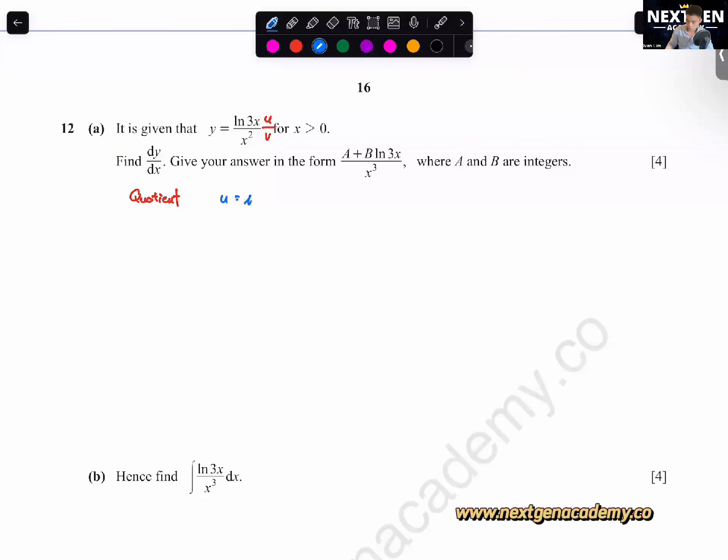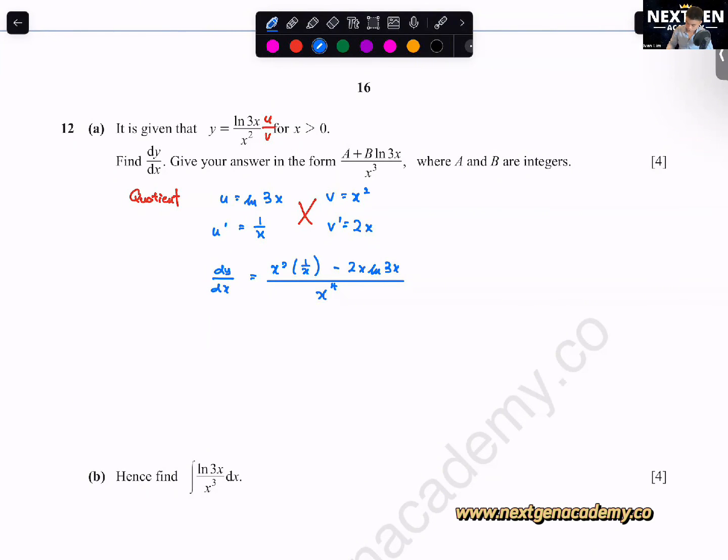So u equals ln 3x, v equals x squared, u prime is 1 over x, v prime is 2x. Remember the formula: v u prime minus u v prime, over v squared. So dy over dx equals x squared times 1 over x, minus 2x ln 3x, over x to the power of 4.